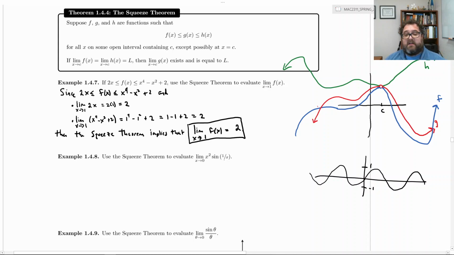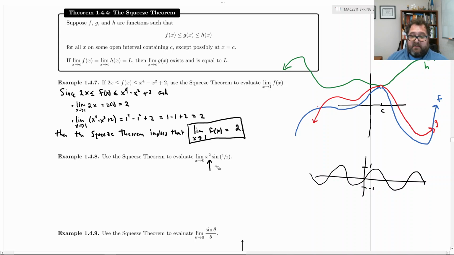Now, why is the range the same? Because if you affect the input, like right now we have sine of 1 over x, that 1 over x is affecting the input. It doesn't affect the range, the amplitude of the function. The way you affect the amplitude is you multiply by x squared. You multiply on the outside of the function.